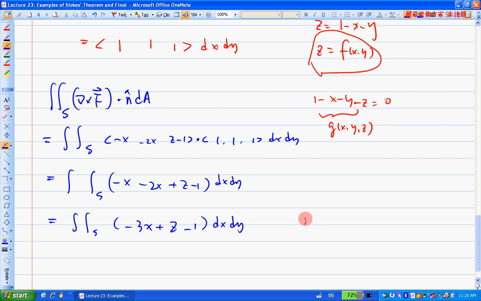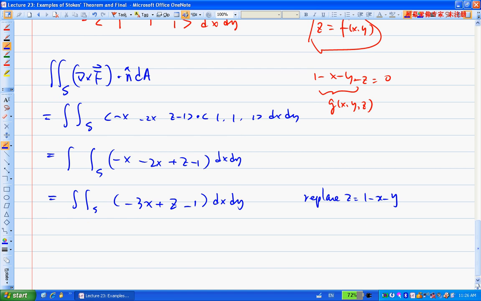So we need to replace the z with 1 minus x minus y, which is the surface S. Once you do that, you have negative 4x minus y dx dy, right? So now at this step, your next job is basically a double integral with respect to this x and y.